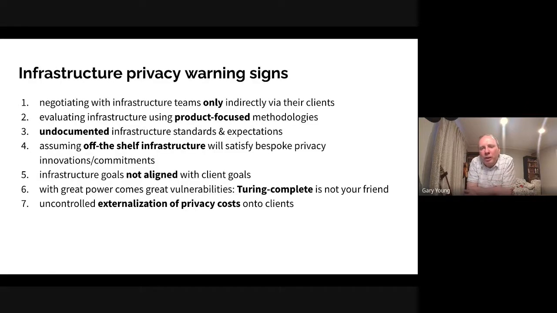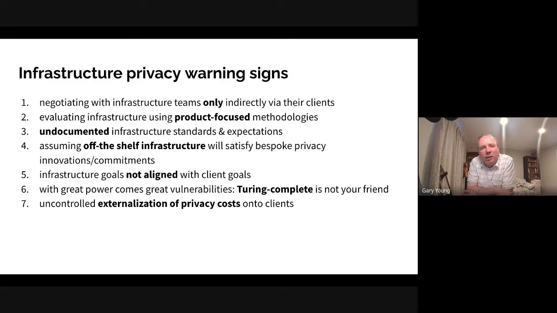So here are some warning signs, or things that commonly go awry, when we're thinking about infrastructure privacy. If you are only negotiating with an infrastructure team via their clients, then you're negotiating requirements through a game of telephone, and you're very likely losing fidelity of the things that you're trying to get out of the infrastructure. If you are using product-oriented methodologies to review infrastructure, then you're very likely missing some of these points that we just discussed around the difficulty that it takes to get into a good state.